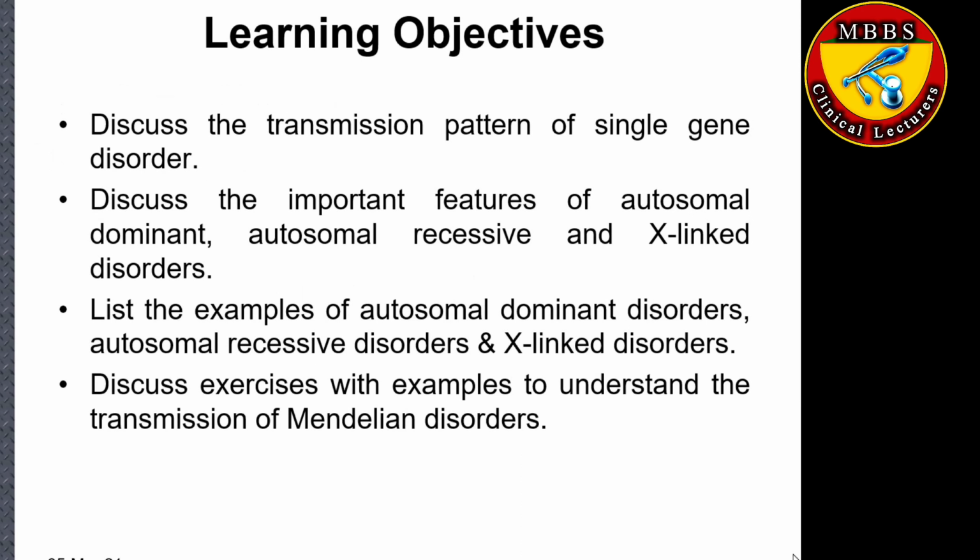The learning objectives of this lecture are to discuss the transmission pattern of single gene disorders, discuss the important features of autosomal dominant, autosomal recessive, and X-linked disorders, list their examples, and also to discuss the exercises to understand the transmission of Mendelian disorders.